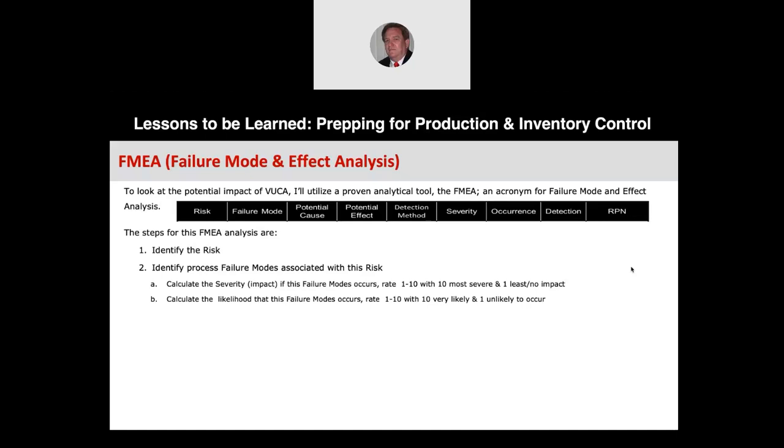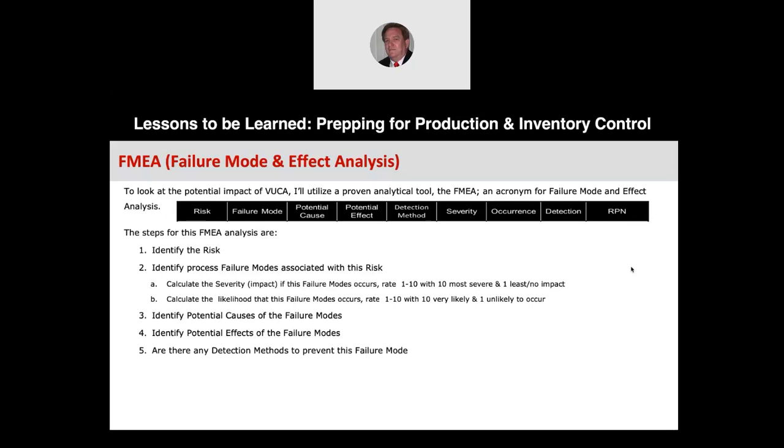Then you calculate the likelihood that this failure will occur. This is the occurrence. A 10 means it's very likely that this failure mode is going to occur. A 1 means it's very unlikely that this failure mode will occur. Then identify potential causes of the failure mode, and identify potential effects of the failure mode. So if they happen, what's going to be the effect on the process?